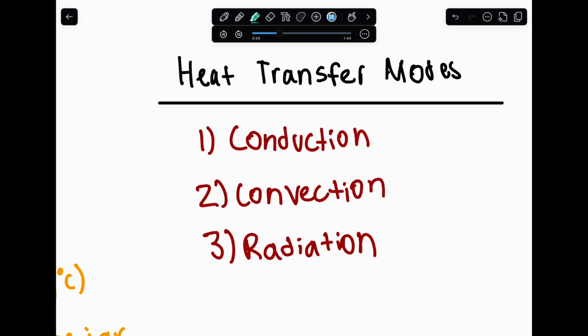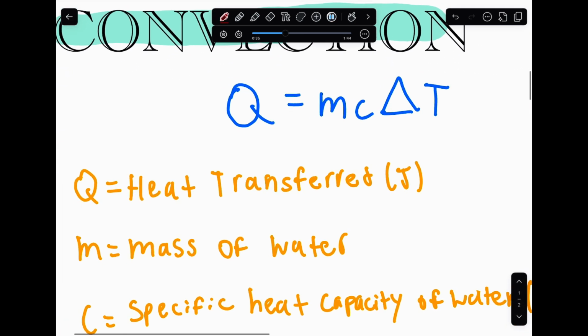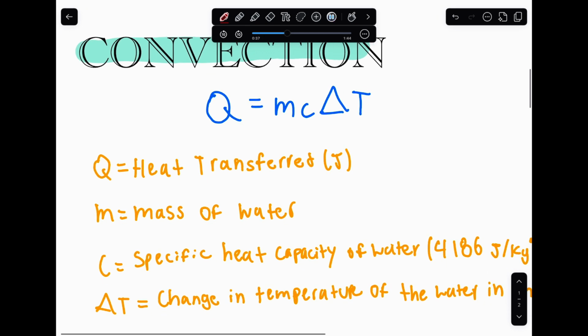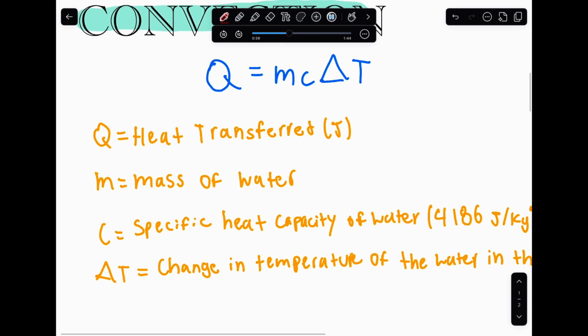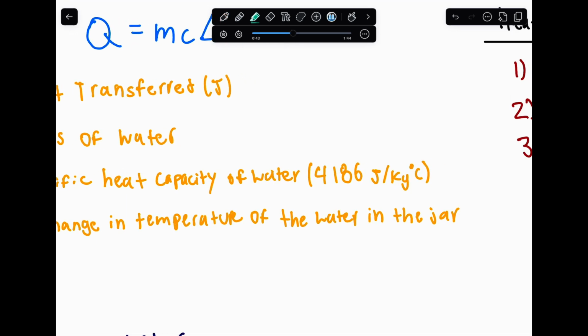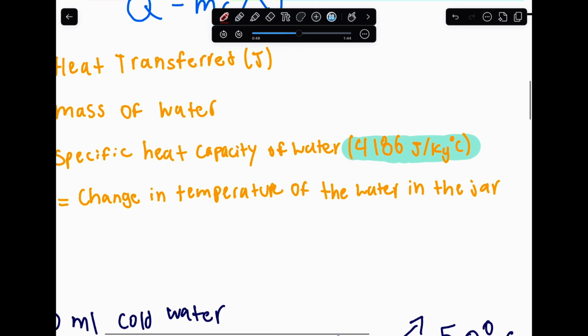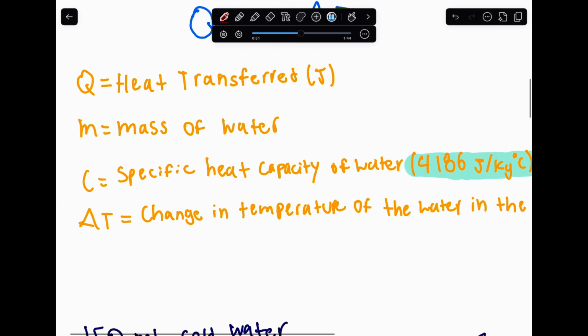But to actually calculate what's happening, I use the heat transfer equation, Q equals mc delta T, where Q is the heat transferred in joules, m is the mass of the water in the jar, and c is the specific heat capacity of water, which we know to be 4,186 joules per kilogram times Celsius. Delta T is the change in temperature of the water in the jar. Let me show you how I use that equation.